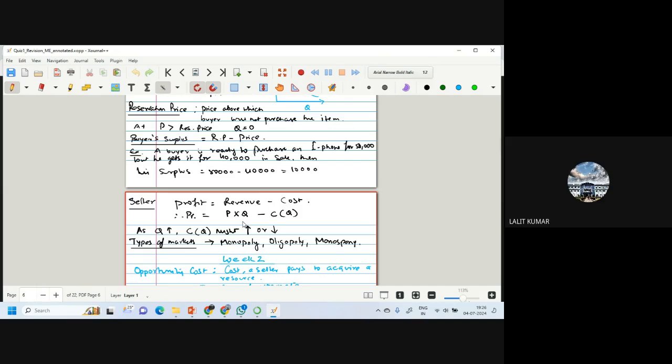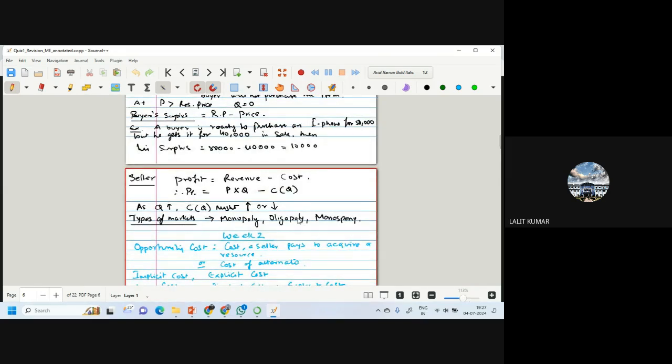So from the seller's point of view, he wants to maximize his profit. Profit is nothing but revenue minus cost. Revenue is price times quantity, and cost is whatever he incurs while manufacturing that item. As the quantity increases, the cost of manufacturing might increase or decrease. For example, if he takes more raw material from some source, he gets a discount, so in that case cost will come down.